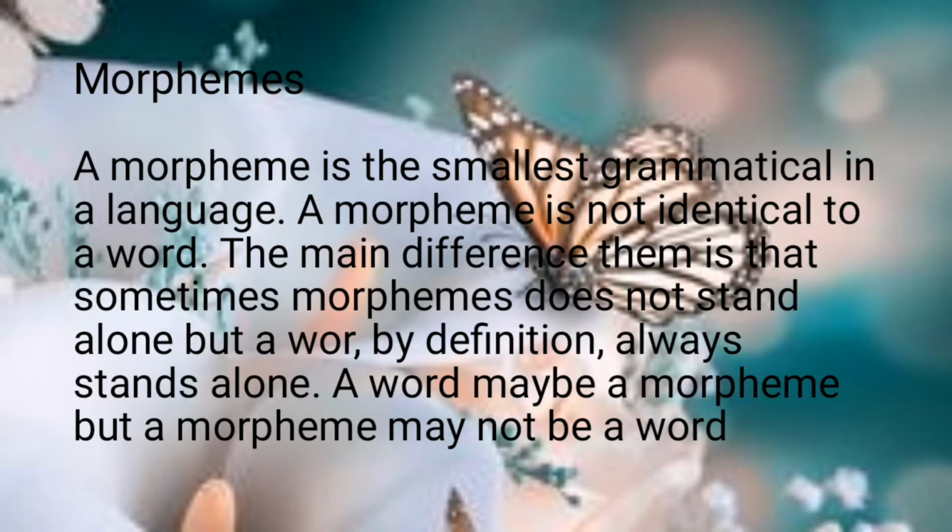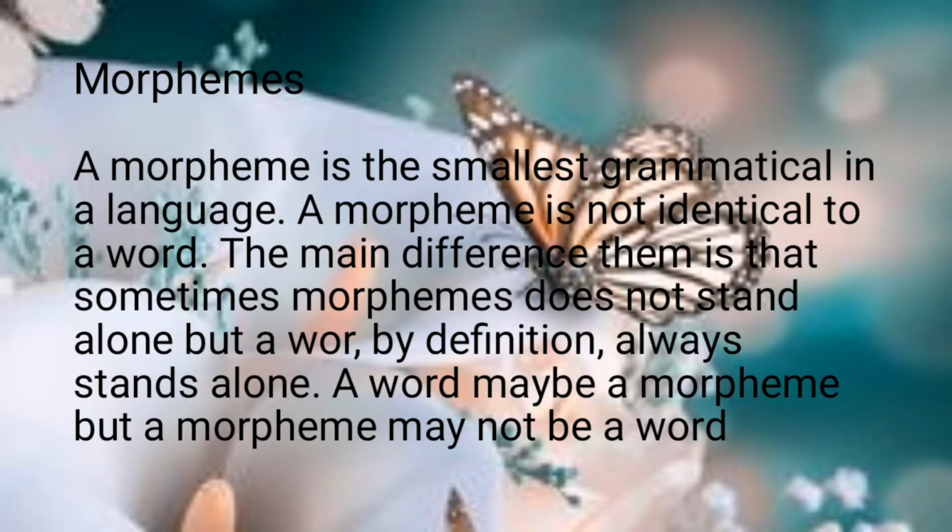A morpheme is the smallest grammatical unit in a language. So we can say a morpheme is not identical to a word. Sometimes we can use a morpheme in a word, because they are two things that are sometimes very confusing. But the main difference between them is that a word may be a morpheme, but a morpheme cannot be a word.